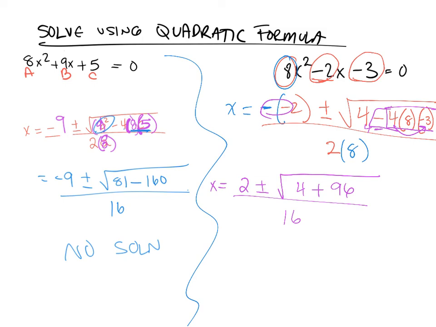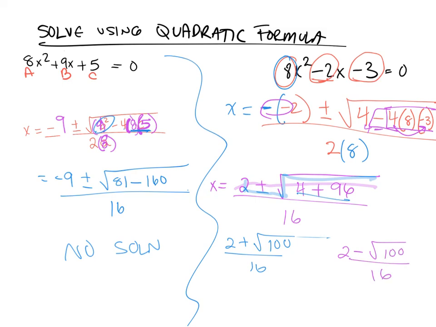Remember that this is telling you you have two separate equations. Your first equation is 2 plus the square root of 100, and then divided by 16. And the other part is going to be 2 minus the square root of 100 divided by 16.